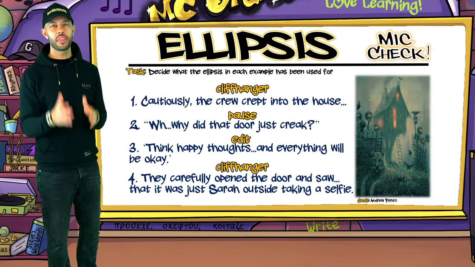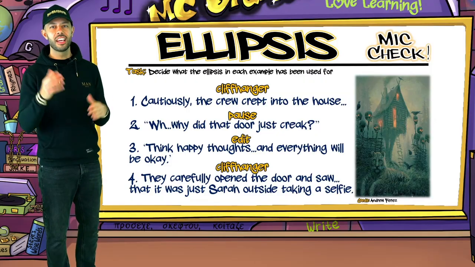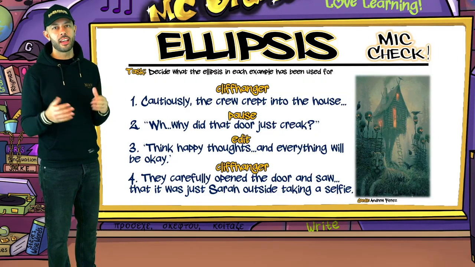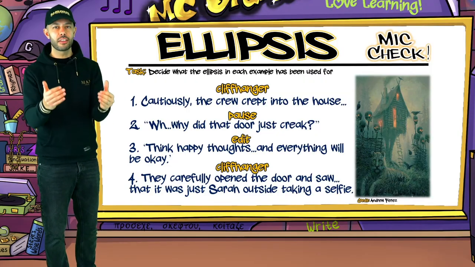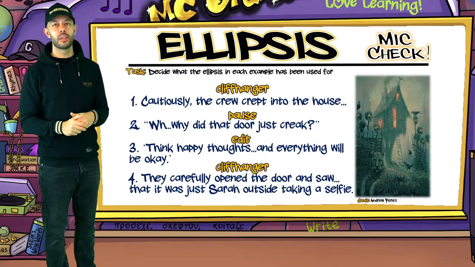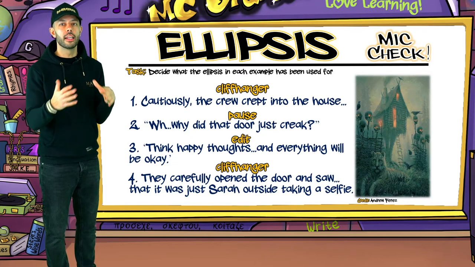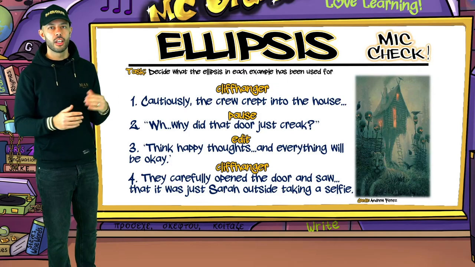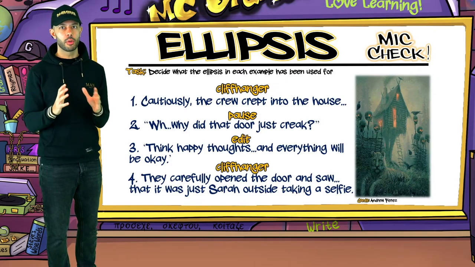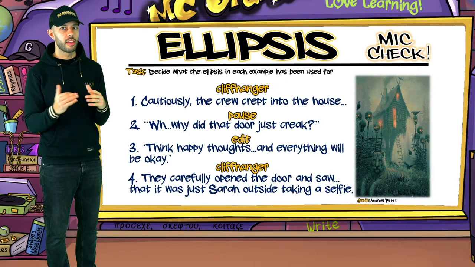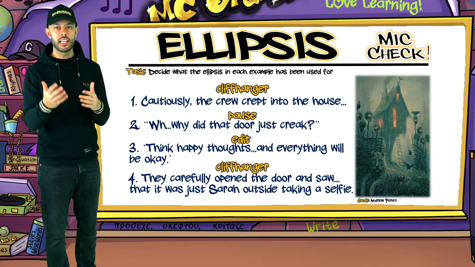And we're back with the answers for you now. So we can see example number one is a cliffhanger. You're creating that suspense for your reader. Example number two is a pause. Why did that door just creak? So as you can see, as a reader right there, you're thinking, what's going on? This character is nervous. It gives you a good insight to how they are feeling as well.